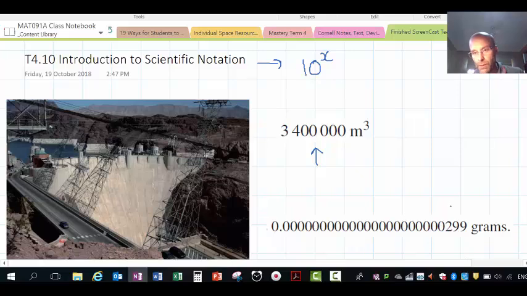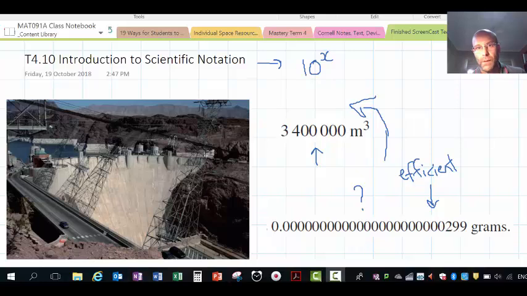The mass of a molecule of water is apparently that mass in grams. So 1 gram is maybe like a grain of rice or a grain of salt, but that's a tiny, tiny fraction of a gram. And again, in terms of efficiency, writing it like that has some problems because it takes a long time. It's a hassle to write down. Very easy to make errors there. So is there a better way? Well, yes, the better way is scientific notation, as you can see. So let's have a closer look.